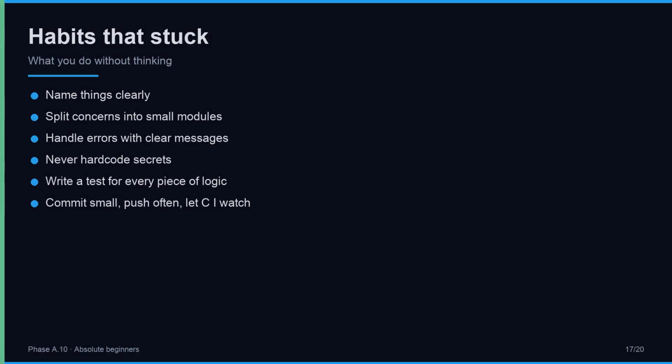Count them out loud. Some habits from this chapter should now feel automatic. You name things clearly, because you will read this code again. You split concerns into small modules, because each file should have one job. You handle errors with clear messages, because confused users leave. You never hardcode secrets, because Git never forgets. You write a test for every piece of logic, because untested code is broken code. And you commit small, push often, and let continuous integration watch your back. These are the habits of a professional. What you do without thinking.